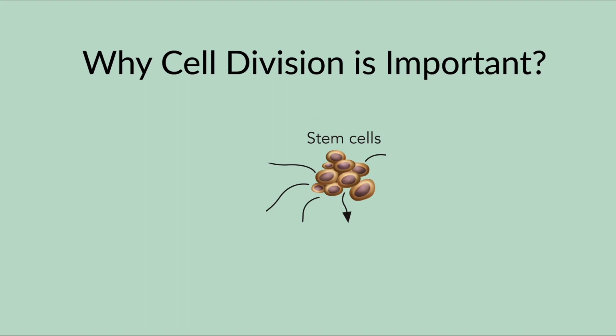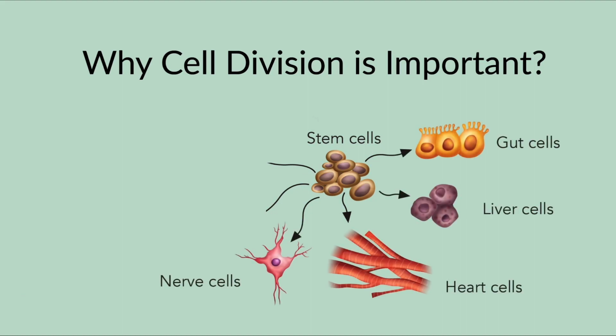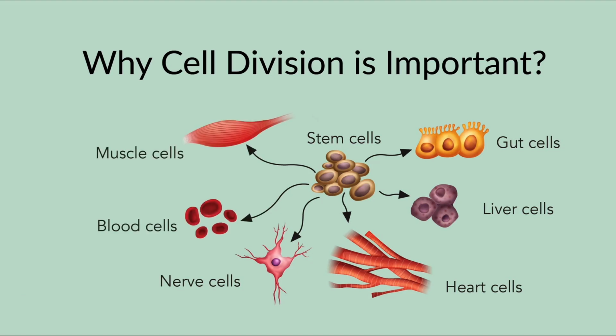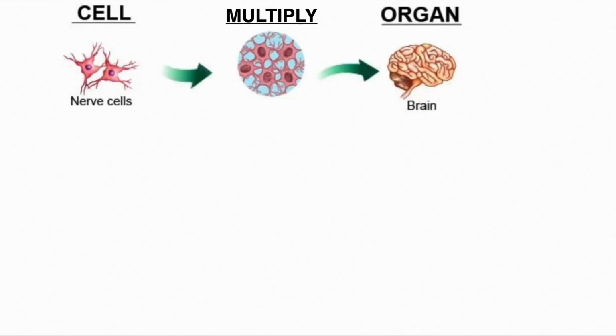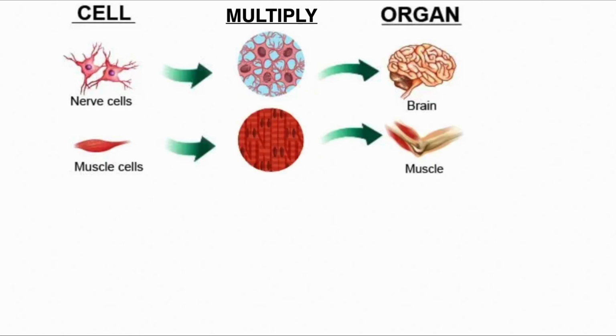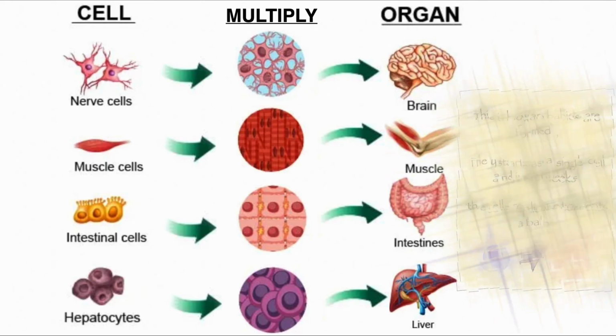Why is cell division important? Because this simple cell called a stem cell is what creates different kinds of cells like gut cells, liver cells, heart cells, nerve cells, blood cells, and muscle cells. Nerve cells divide, and when they multiply, they create one organ, that's the brain. A muscle cell can multiply to create a muscle. An intestinal cell can multiply to create intestines. Hepatocyte cells can multiply to create the liver.